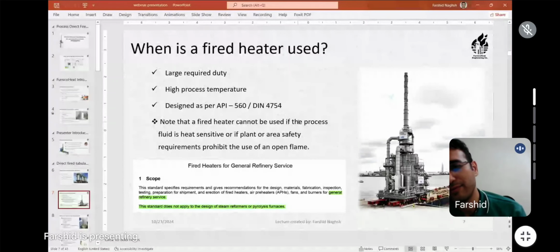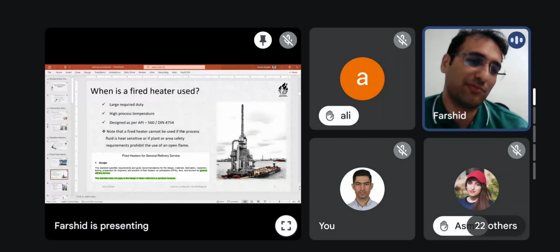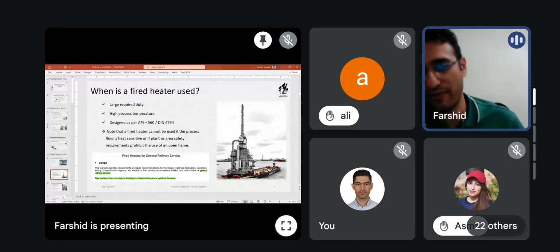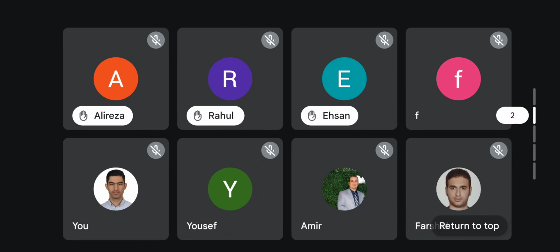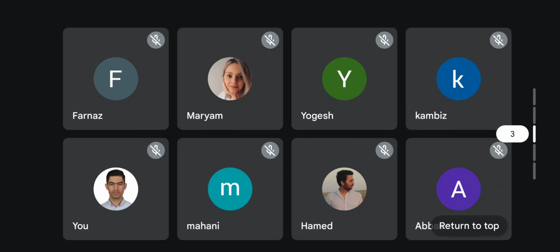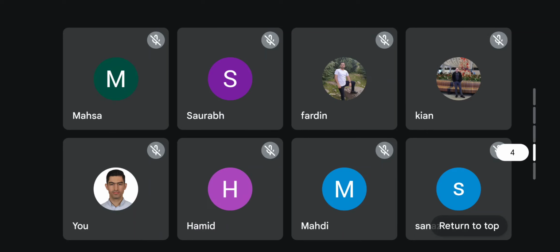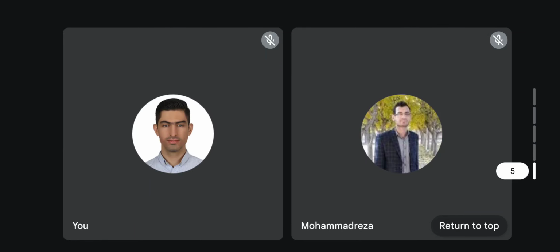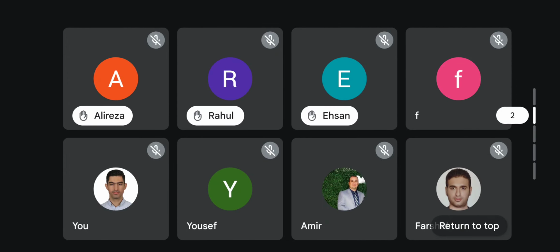So although it has quite useful things that can be used inside those reaction furnaces, like the refractory section, it is generally not applicable to those types of equipment. So be aware that the main standard we are referencing is only for simple heaters for general refinery services. Okay.